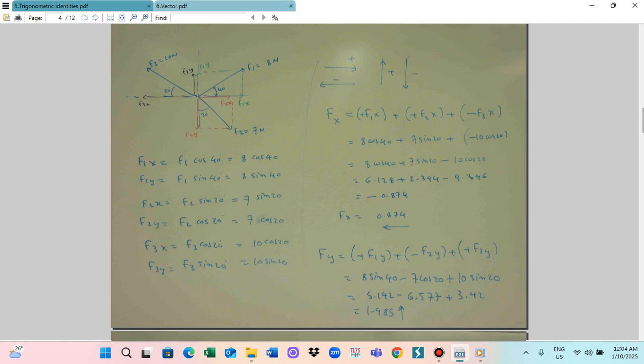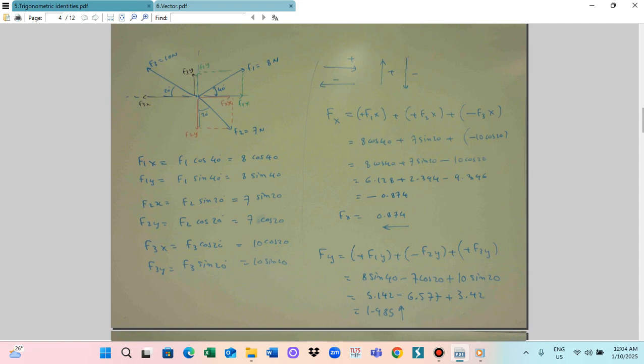So this is by the way you can calculate the total FH. And similarly, you can also calculate the total FY. So FY means that upward is positive, downward is negative. In this case, you see that F1Y is positive, F3Y is positive, they are going upward. But F2Y is going downward, so it should be negative. So we substitute here: positive F1Y plus negative F2Y plus positive F3Y.